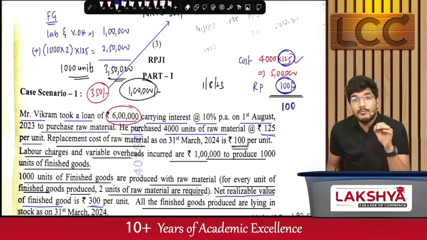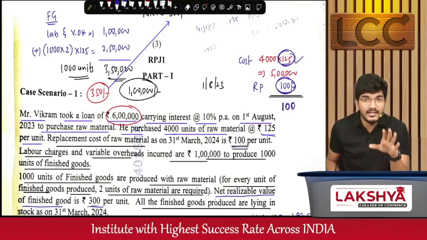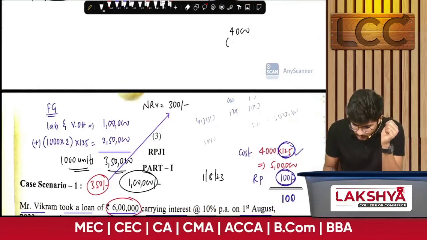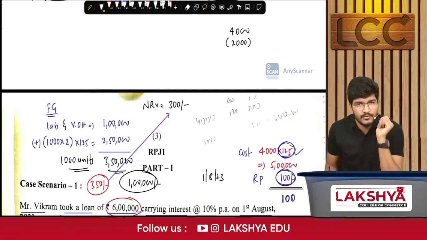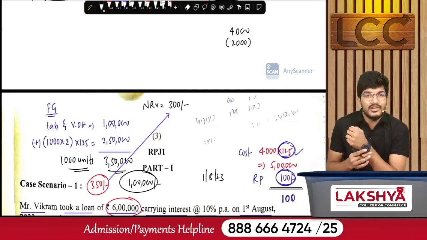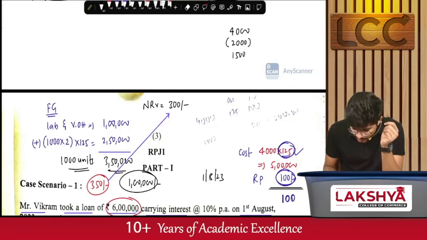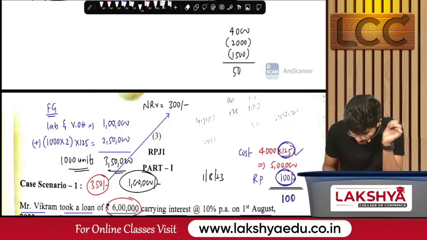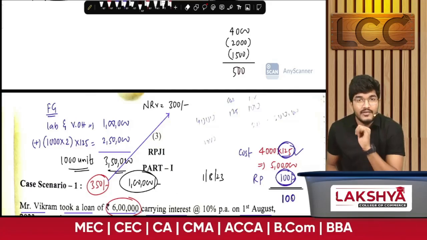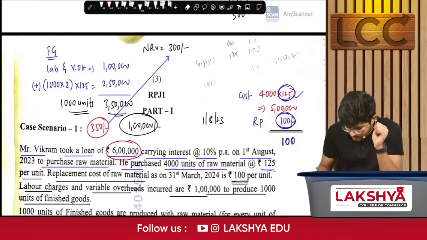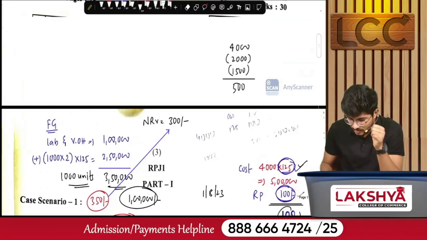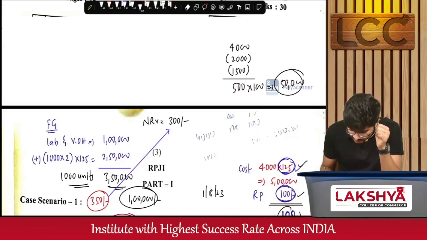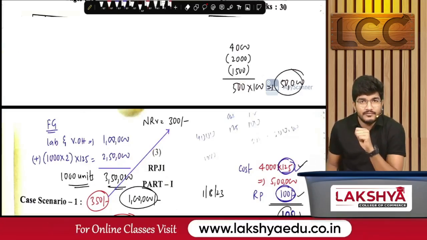Now the question is the number of units of raw material held in the closing stock. Initially we purchased 4,000 units, right? And out of 4,000 units, we already utilized 2,000 units to produce finished good. Balance left over is 2,000. And out of that 2,000, again we used 1,500 units to manufacture a self-constructed asset. Now tell me, balance inventory held in the closing stock is 500. For that 500, we have to apply the rule as per AS 2: either cost or replacement price, whichever is lower, that is 100. So 500 into 100 comes to 50,000. So 50,000 is the value of raw material in the closing stock.